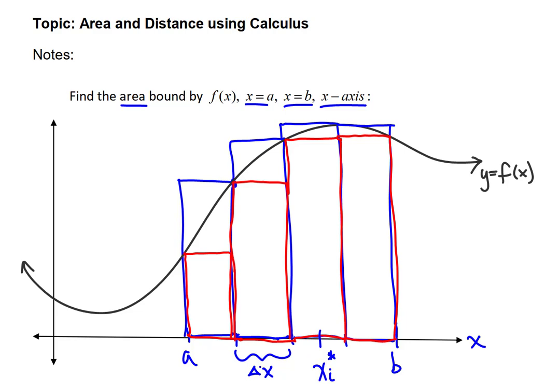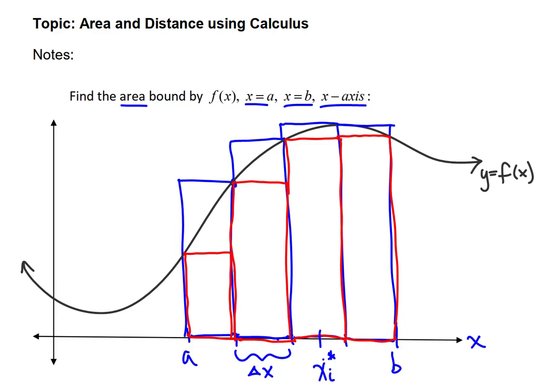It doesn't matter. The point is delta x is the width of one of these rectangles, and x sub i star is an x value that is somewhere within the base of some rectangle. Now, to build further on this kind of notation, the whole x sub i thing is meant to reference an index. So x sub i is the index.